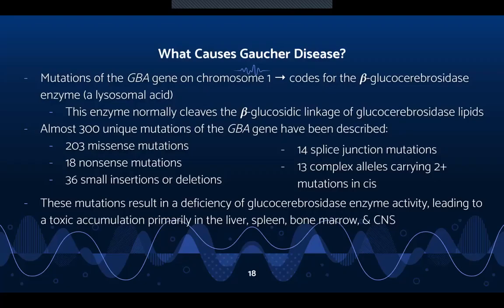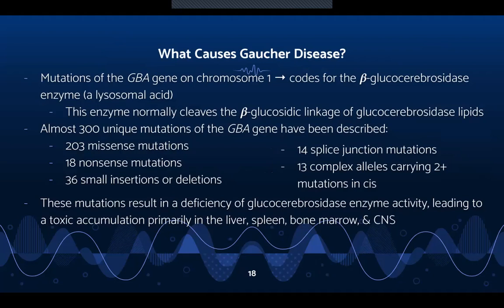The genetic cause of Gaucher disease is mutations on both alleles of the GBA gene, which is found on chromosome 1. This gene codes for the beta-glucocerebrosidase enzyme, which is a lysosomal acid. This enzyme normally cleaves the beta-glucosidic linkages of glucocerebrosidase lipids.